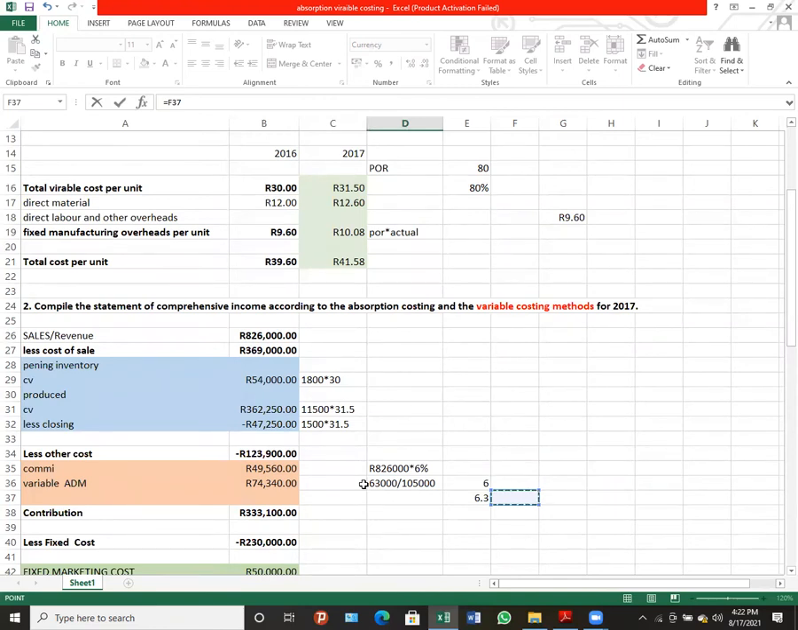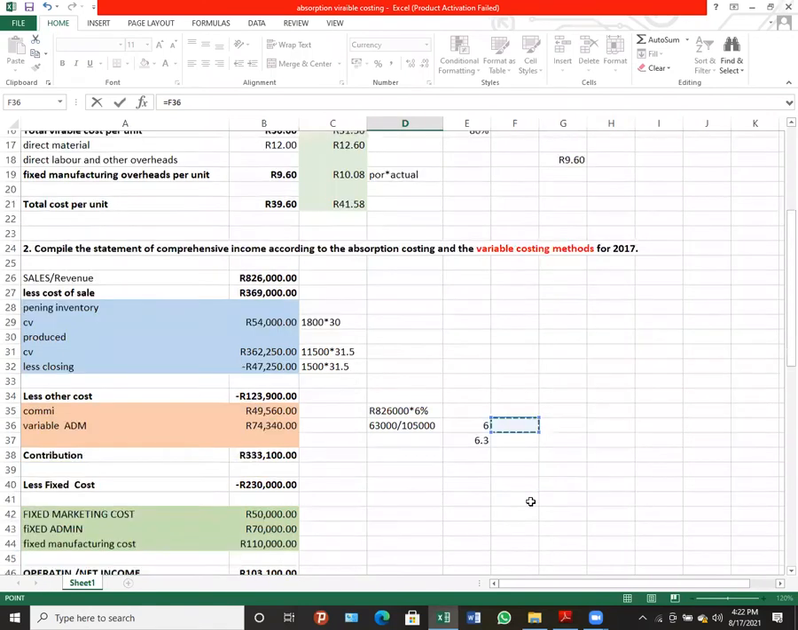Sorry, how did you get the 6.30? It increased this 6 rand by 5%. Oh, okay. Yeah. Thank you. Sharp. 6 rand times 105 divided by 100 is equals to 6.30. Or you can say 5% of 6 rand, which is 30 cents, plus 6 rand is going to be 6.30.